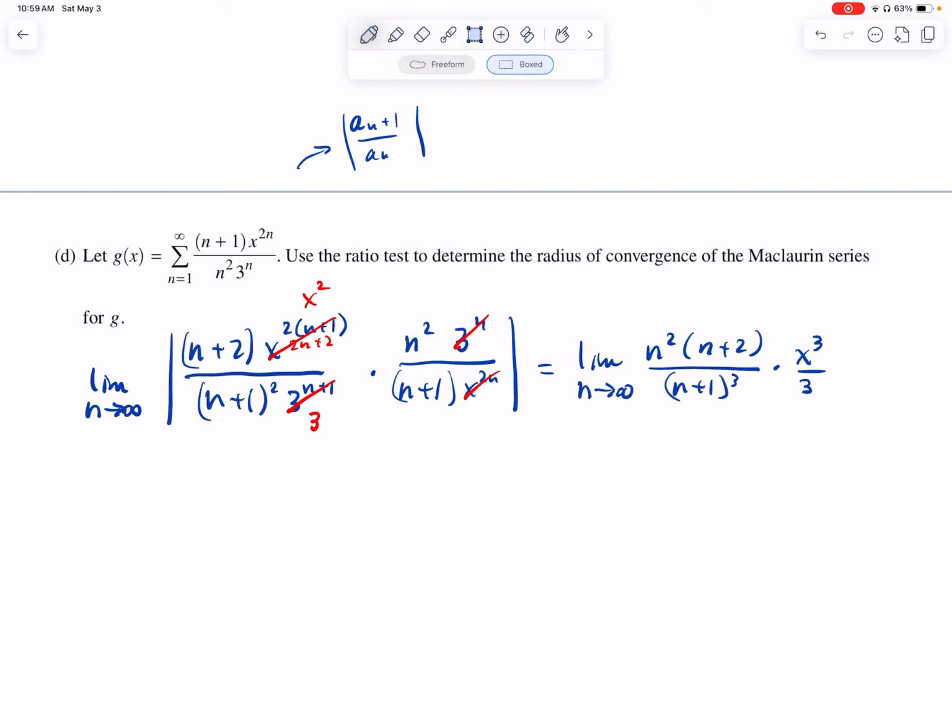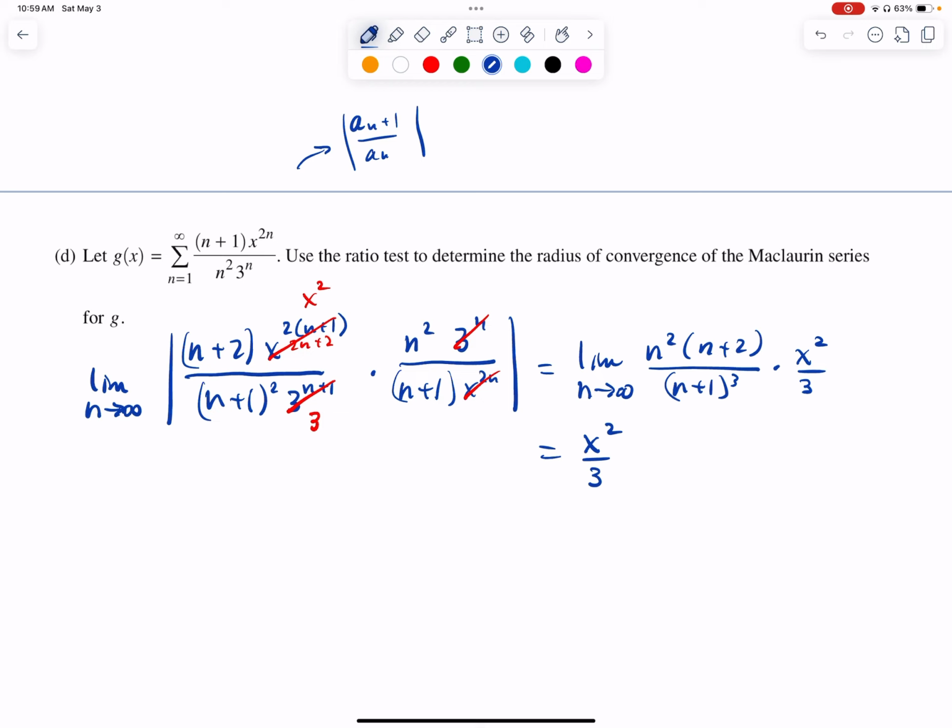Using some pre-cal rules, you have an n cubed up top, because n squared times n gives n cubed. The bottom is also an n cubed. So this is all 1 when we take the limit, and the limit does not affect the x stuff. So this is just strictly equal to x squared over 3. If this is going to converge by the ratio test, that common ratio must be less than 1. Was that cubed? It was not cubed, was it? It was squared.